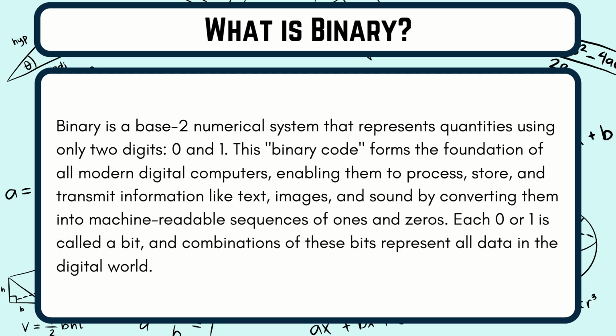So binary is a base 2 numerical system that represents quantities using only 2 digits, 0 and 1. This binary code forms the foundation of all modern digital computers, enabling them to process, store, and transmit information like text, images, and sound by converting them into machine-readable sequences of ones and zeros. Each 0 or 1 is called a bit, and combinations of these bits represent all data in the digital world.